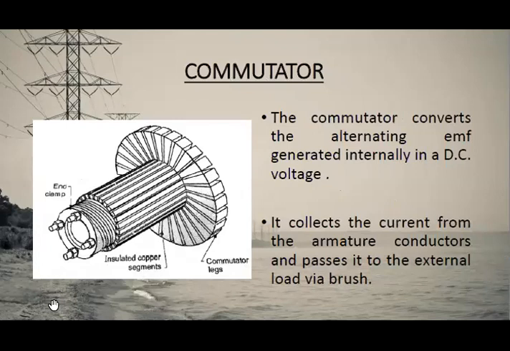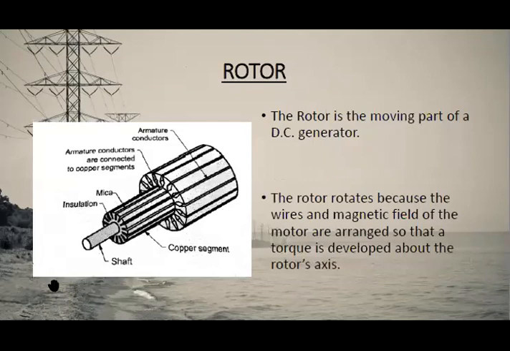That means the power produced here is in the form of AC, which should be converted into DC. So the commutator does the conversion of AC into DC. The alternating EMF can be converted into direct EMF, and the brushes collect the direct current. And coming to the rotor, it is the moving part of a DC generator, as we already know. The rotor rotates because the wires and magnetic field of the motor are arranged so that a torque is developed about the rotor axis.